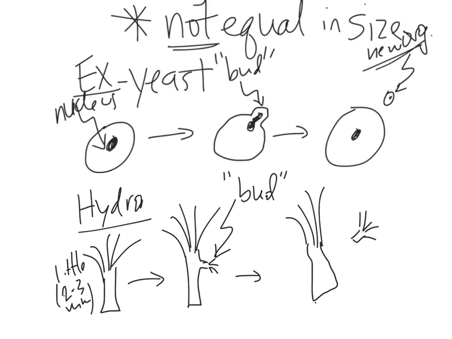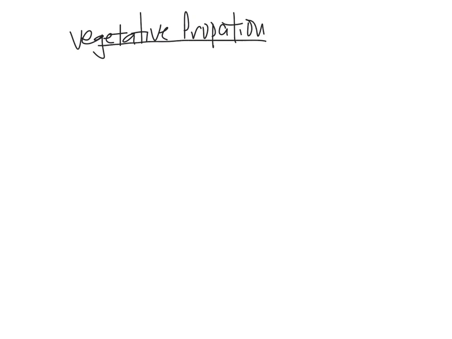We also can have what's called vegetative propagation. Now, vegetative has to do with plants, and propagation means to move something along.